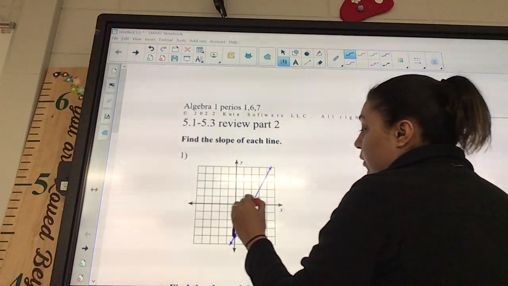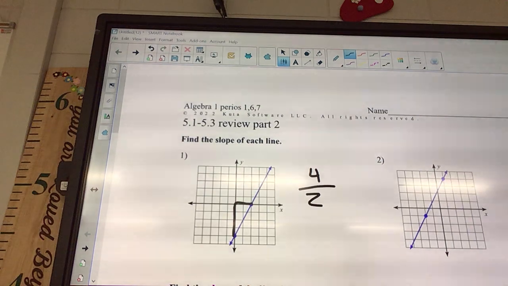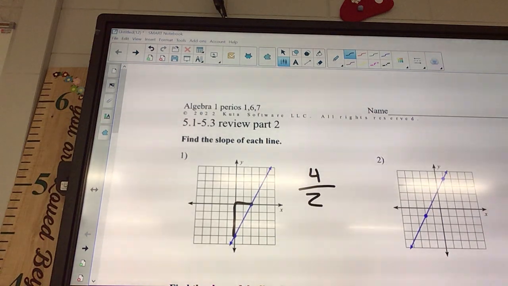1, 2, 3, 4 over 2. Good. Okay, and what is 4 over 2? 2. Okay, so you can either write 4 over 2 or 2. I don't care. Is that a positive or negative slope? Positive. Good.